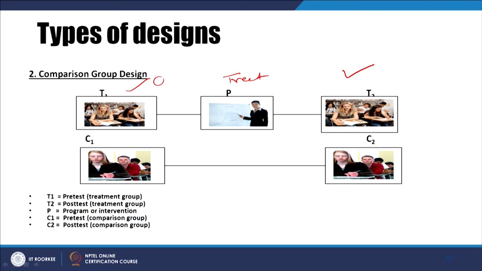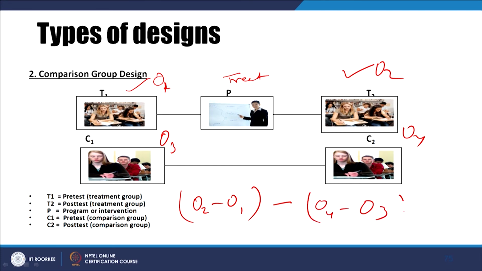Suppose these are O1, O2, O3, O4, right. So, O2 minus O1 for the experimental group, minus the control group, which is O4 minus O3, okay. This is what it says.